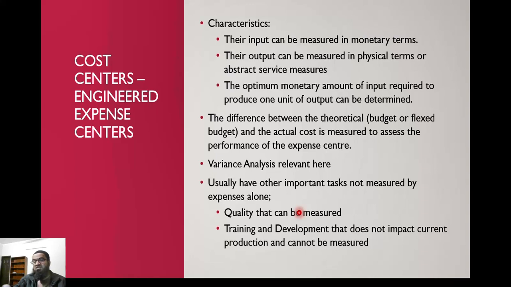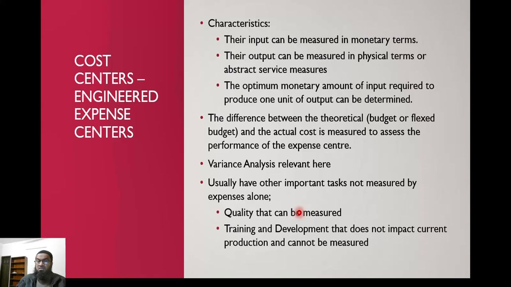So all the variance analysis that we did are actually relevant here. For example, for the engineered cost center, the production cost center, we have the direct material variances, we have the direct labor variances, right? So how much expense, how much resources should be allocated for this much output that we have produced, which is the flexible budget, and how much we have actually spent. And the difference of the two is the variance, on the basis of which the performance evaluation of the department and the concerned manager is to be done.